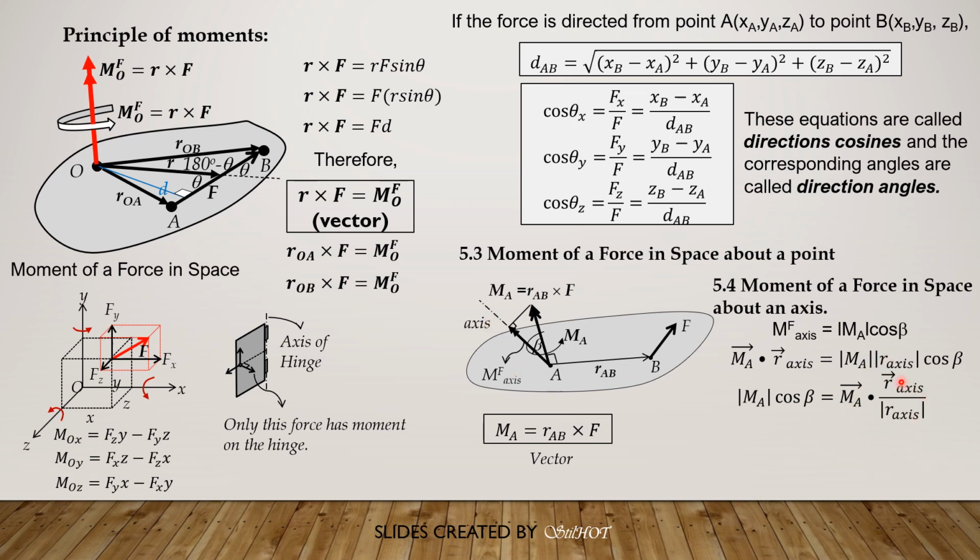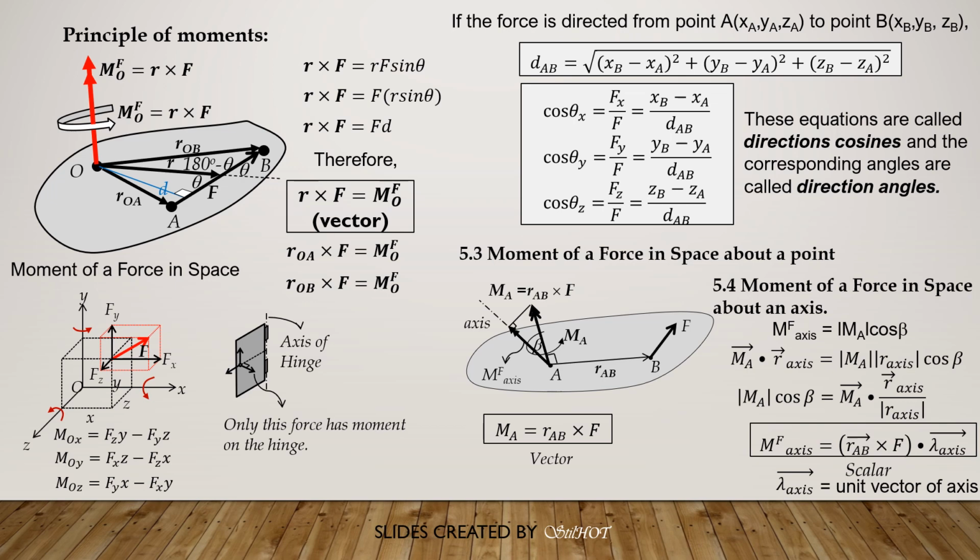Since the ratio of the axis vector to its magnitude is the unit vector of the axis, the moment of the force about the axis, which is MA cosine beta, is MA, which is RAB cross F, dot the unit vector of the axis. So where the unit vector of the axis is defined by this vector.